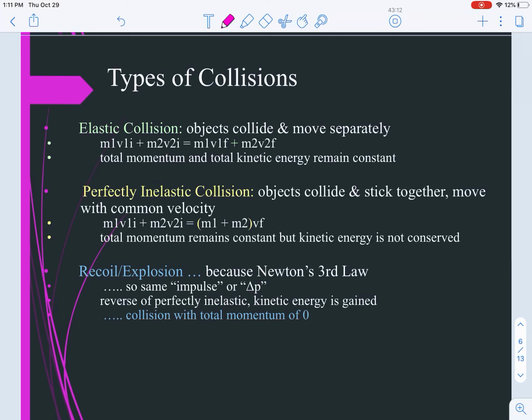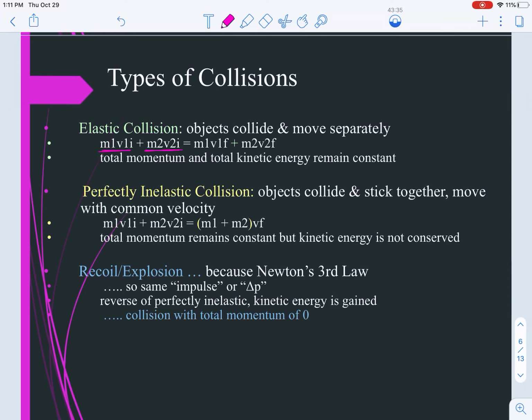So there's two main categories for collisions. We have elastic and we have inelastic. Elastic collisions are collisions where my objects are going to collide, but then they're going to continue to move independently of each other. So my objects are going to stay separate.